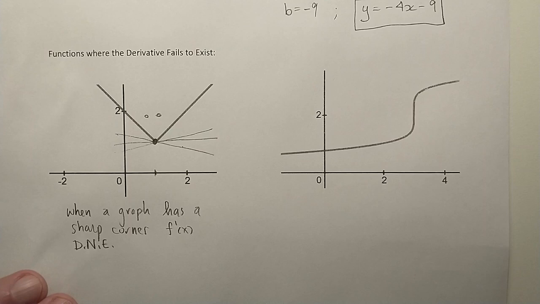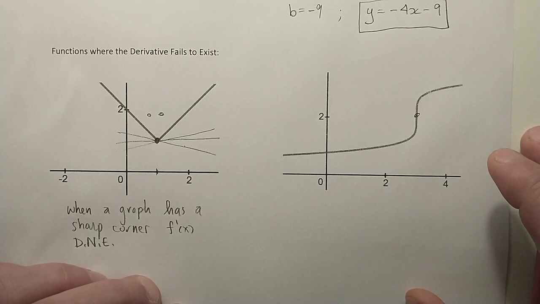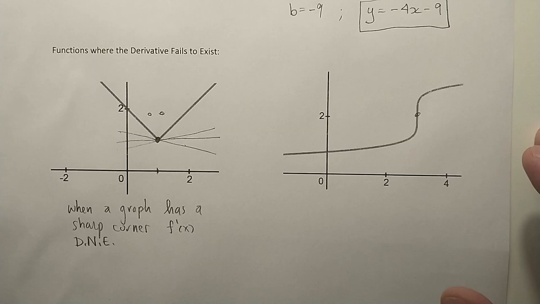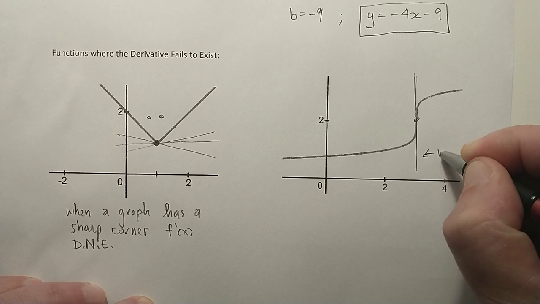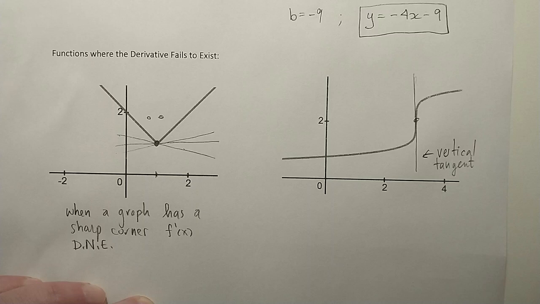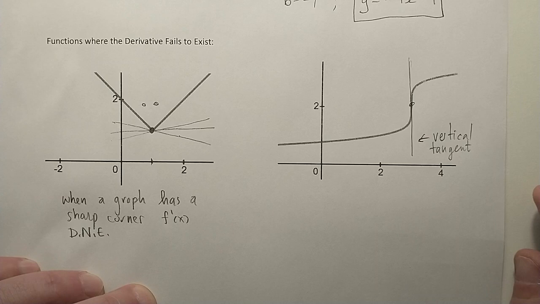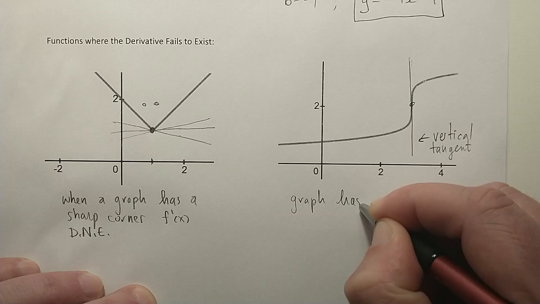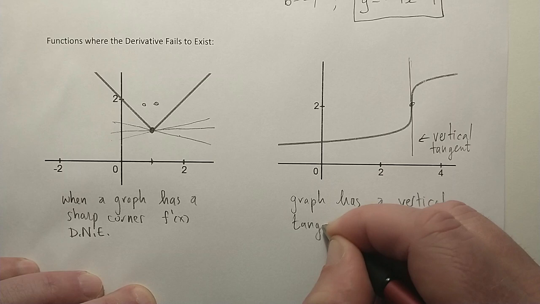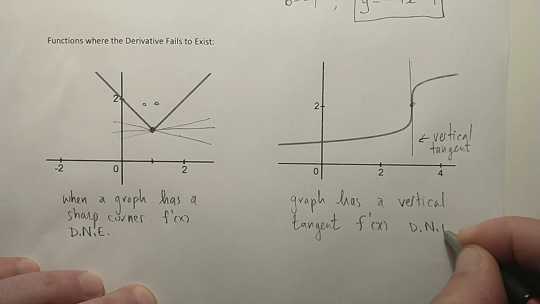And here's our other one. If I wanted to find the slope here, now this is a kooky function. We'll look at something like this later. You can see this thing goes crazy steep, and you have a vertical tangent. What is the slope of a vertical line? What do you get when you have a zero run situation, essentially an infinite rise? So if the graph has a vertical tangent, f prime does not exist.